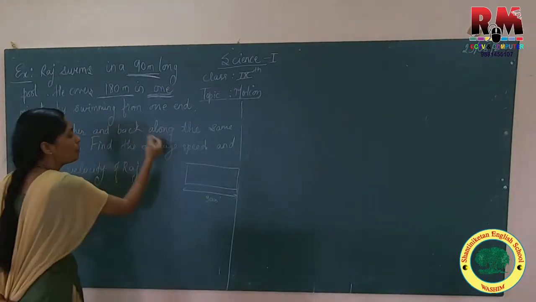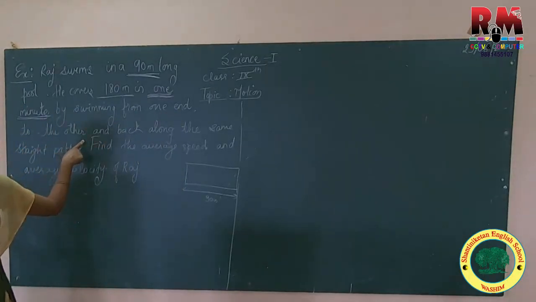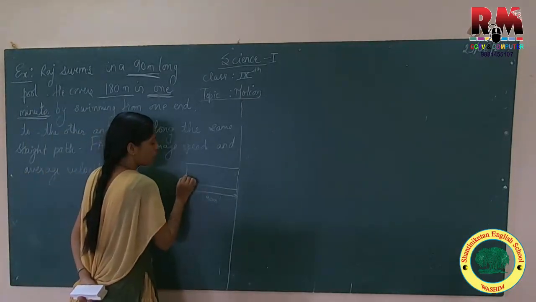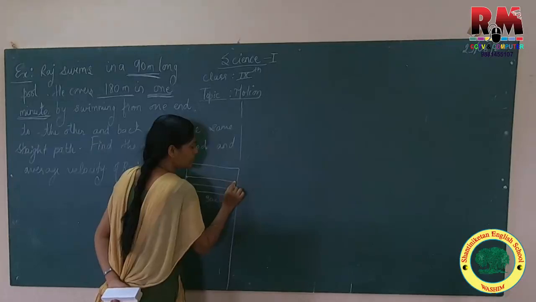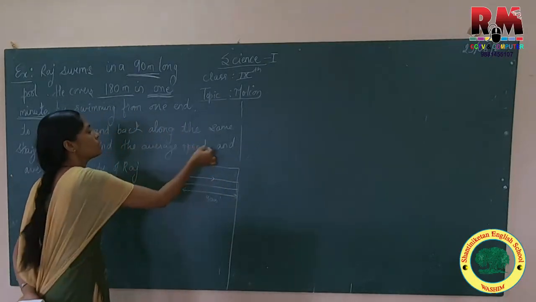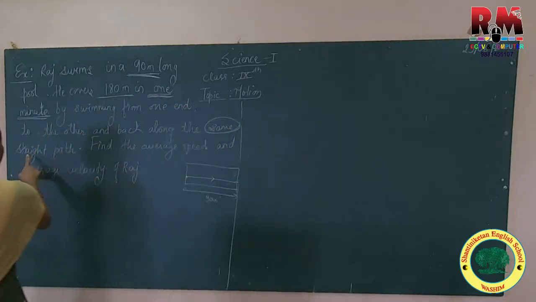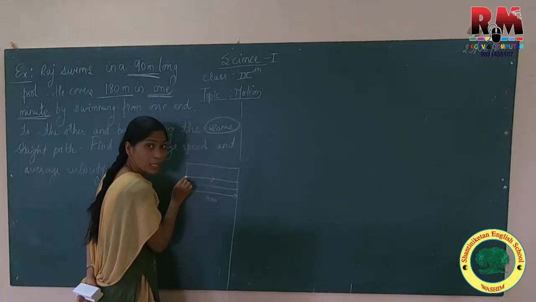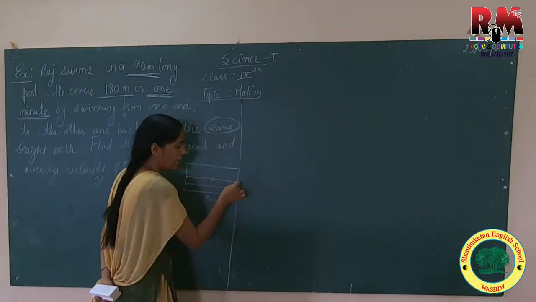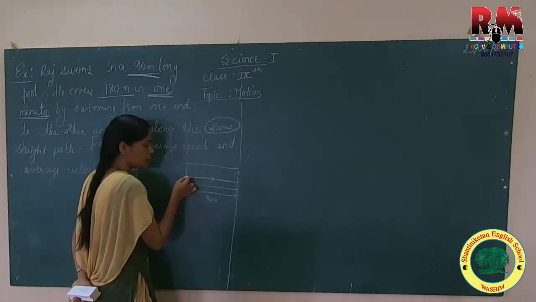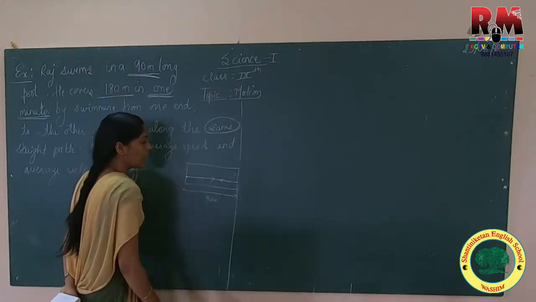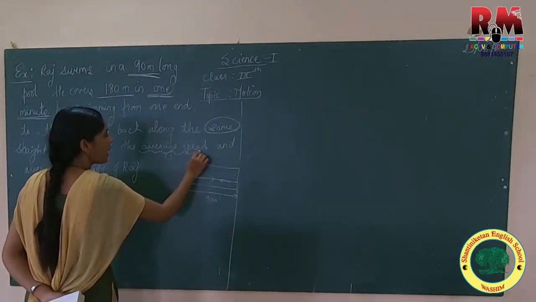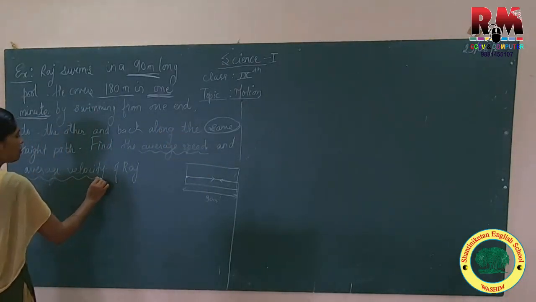By swimming from one end to the other and back along the same straight path, means from here Raj started, and the very important word used here is same straight path, means Raj started from here, okay, 90 meter, and again returned back to its original position by the same straight path. Okay, so what you have to find? Average speed and average velocity.